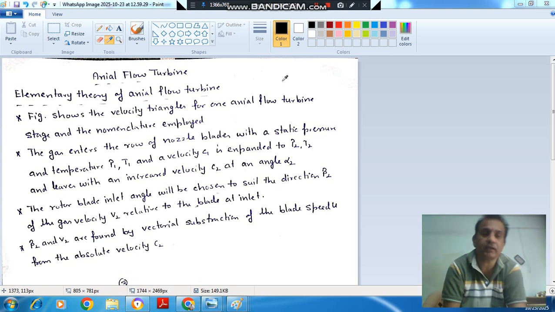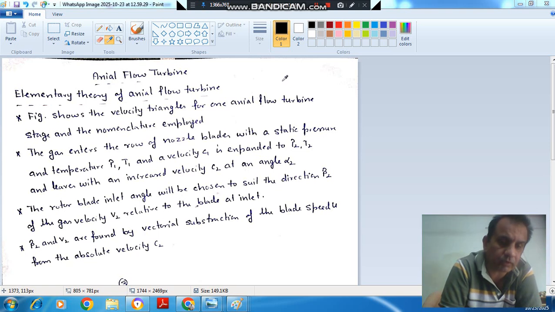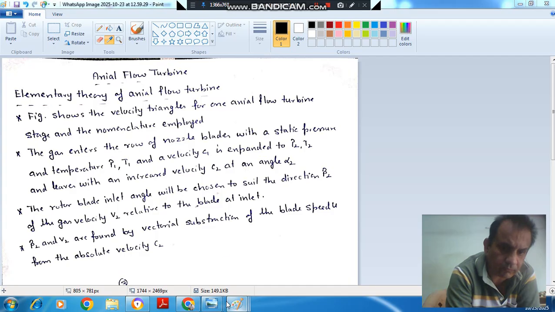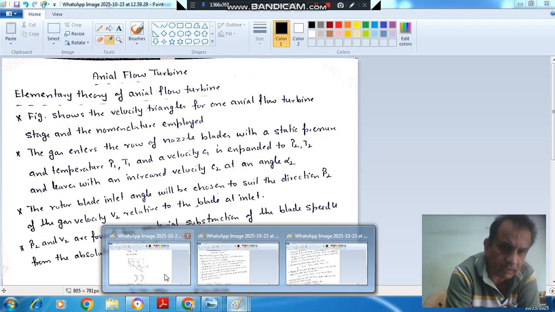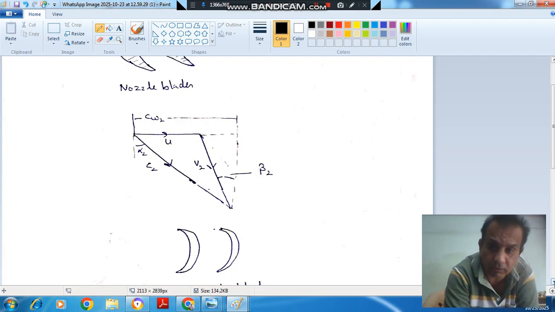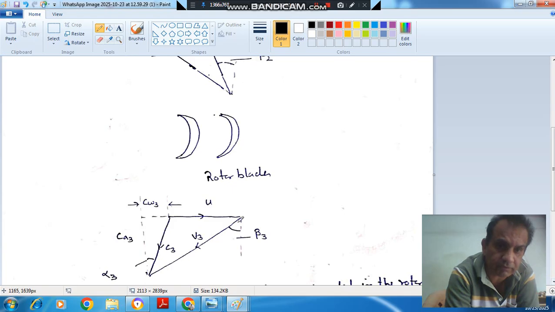Hello, welcome again. We are covering the topic axial flow turbine for civil services main IFS and GATE aerospace exam. In this, we are covering the elementary theory of axial flow turbine. We have drawn the inlet velocity diagram and outlet velocity diagram of the rotor. This is the inlet velocity diagram and this is the outlet velocity diagram of the rotor.